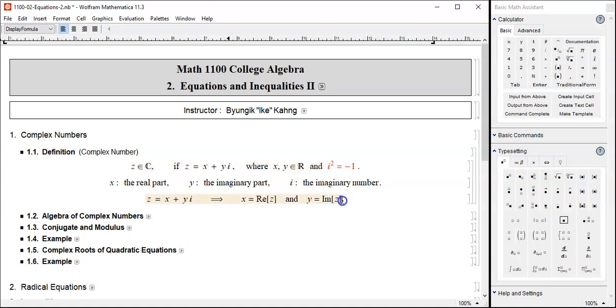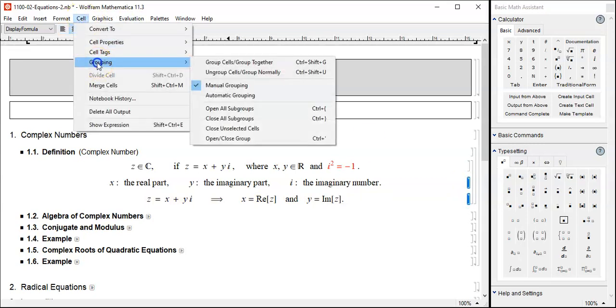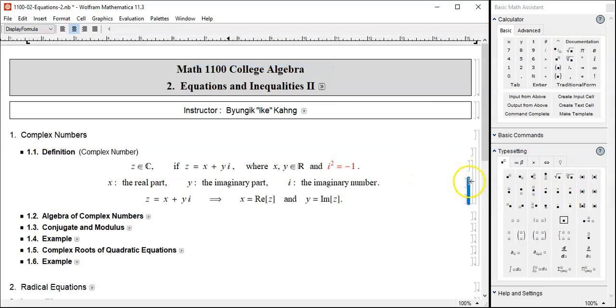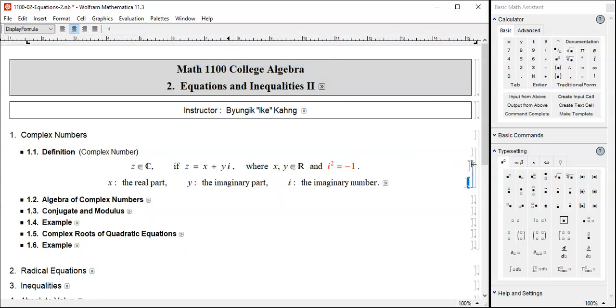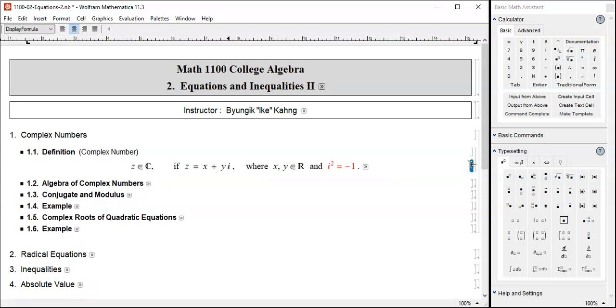Sometimes we use this kind of notation, x as the real part of z and y as the imaginary part of z, but we're not going to use these kinds of notations at the college algebra level. In Math 1600, in trigonometry, we will, so do not completely forget about these notations, but at this moment, let's just stick to the definition, x plus yi form.